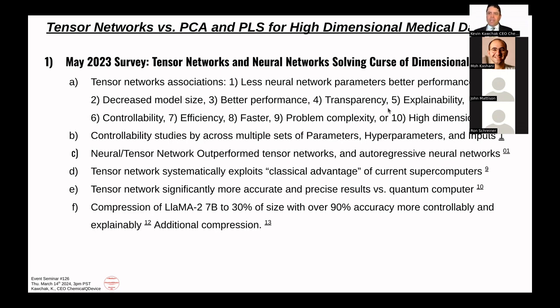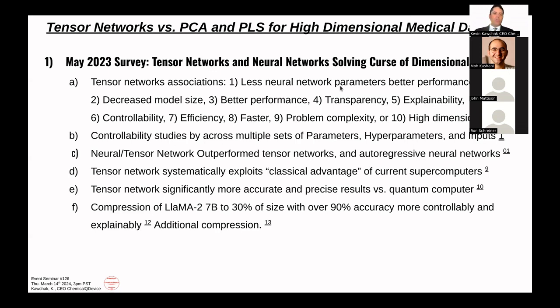But yeah, transparency is kind of that first step. Explainability is a little bit harder to get to. Controllability, I did a big study on that. Efficiency, speed, problem complexity, and high dimensionality. So if you're just starting off with tensor networks, head towards Stoudenmire's lecture. If you want the condensed view of that, I also did a seminar on that in recent weeks.